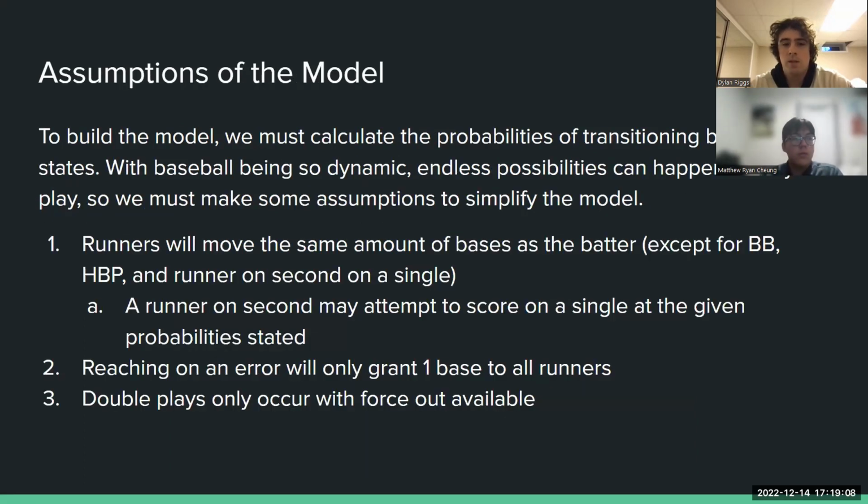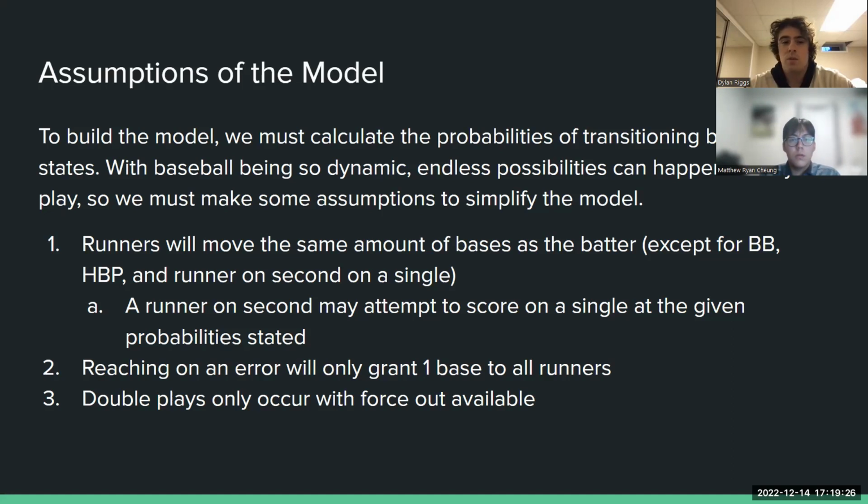So we had to make many assumptions with our model to calculate these different probabilities. Because baseball is so dynamic, there's a lot of different possibilities that can happen on any play. So in order to simplify our model and make it easier to run without needing as much data, we had to make these assumptions.